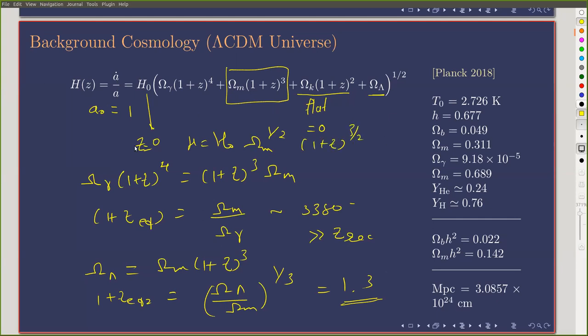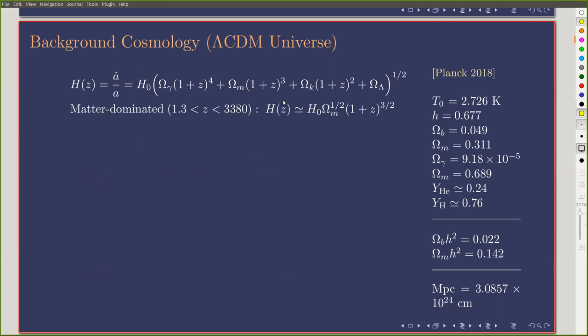So this is the matter-dominated universe approximation that we'll be using everywhere. Then we have the value of the Hubble parameter, which is defined as h times 100 kilometer per second per megaparsec. Calculating this value, it turns out to be around 3.24 times 10 to the power minus 18 per second, times the h.